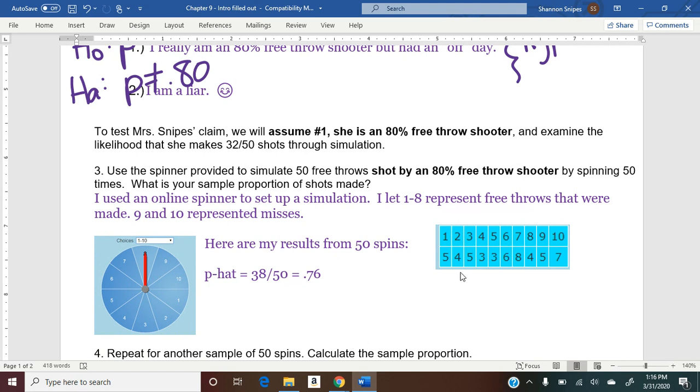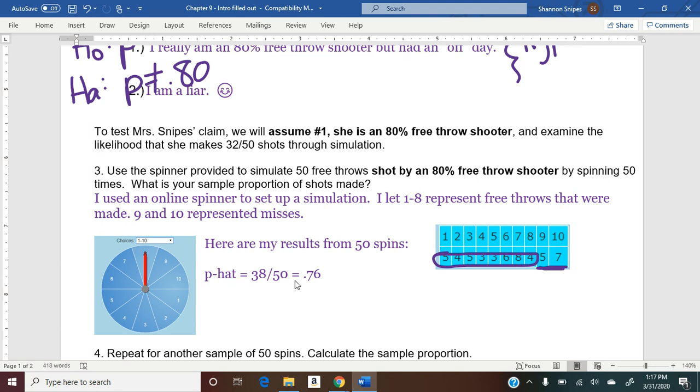I've done this once already. This top row is the number on the spinner, and this bottom row is the number of times that it landed on that number. If 1 through 8 are the free throws that I made, if we add up all these numbers right here, we should get 38. Or you can take the 5 and the 7 and subtract those from 50, because, lazy. 38 over 50. So the first execution of my simulation said that I made 76%.